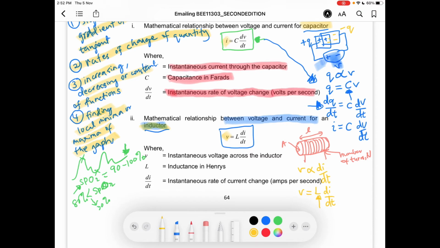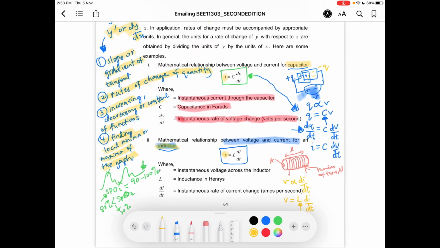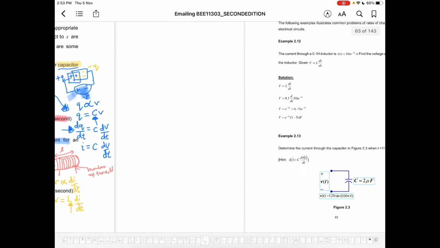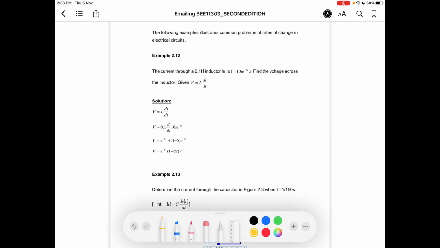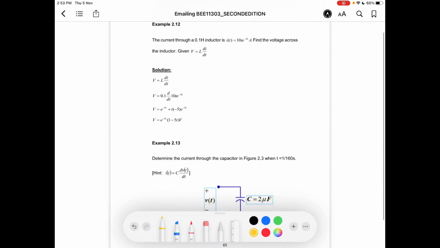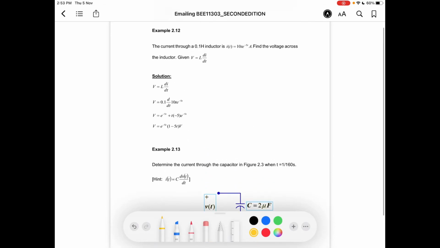So that is all that you need to know. You don't need to remember it, because your test is going to be an open book test. You just need to know how to apply this formula, based on the differentiation techniques that you have learned previously. Now let's see some examples. We only have one example here, which reflects the rates of change in electrical circuits. Oh, sorry, two examples. My bad. We have two examples here.